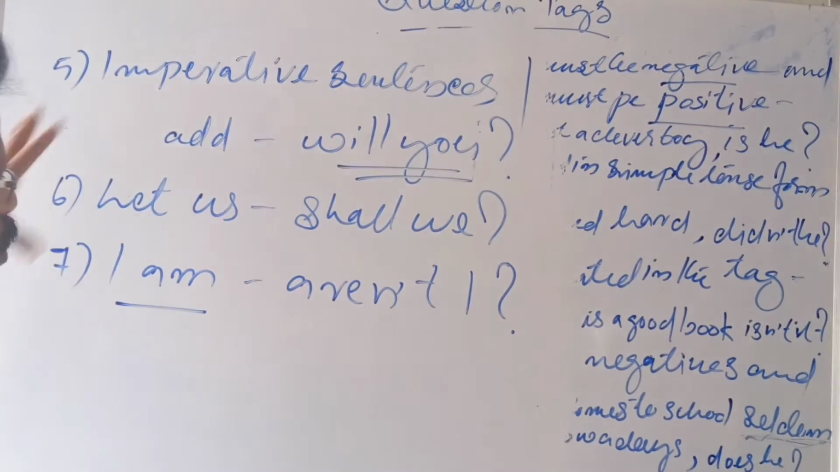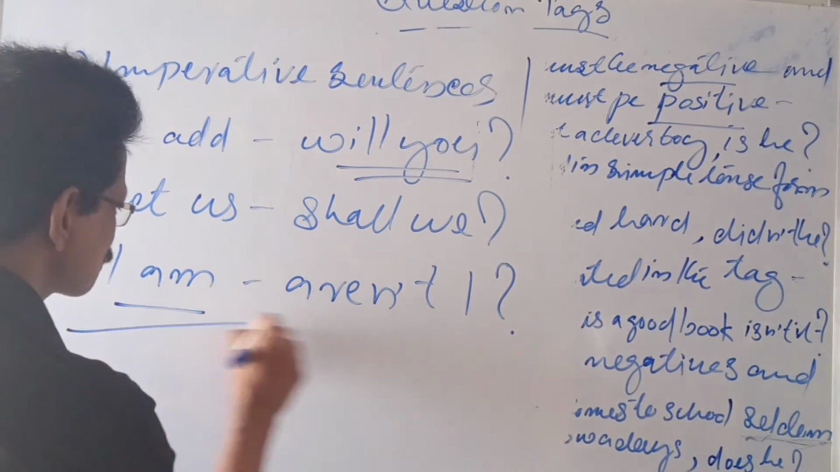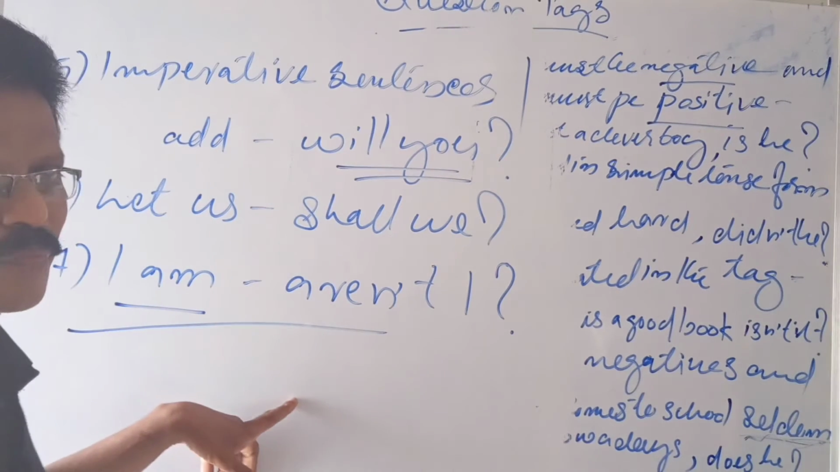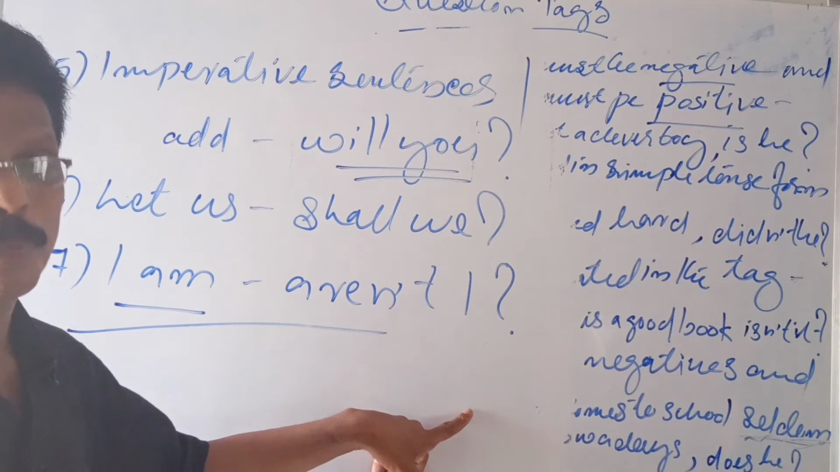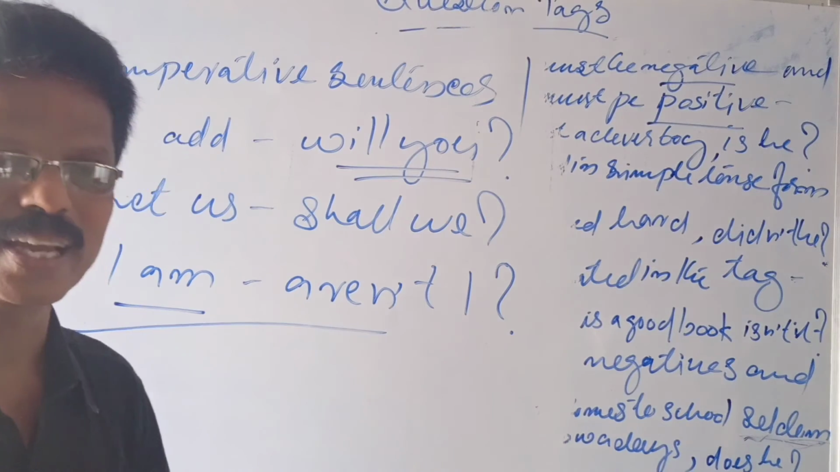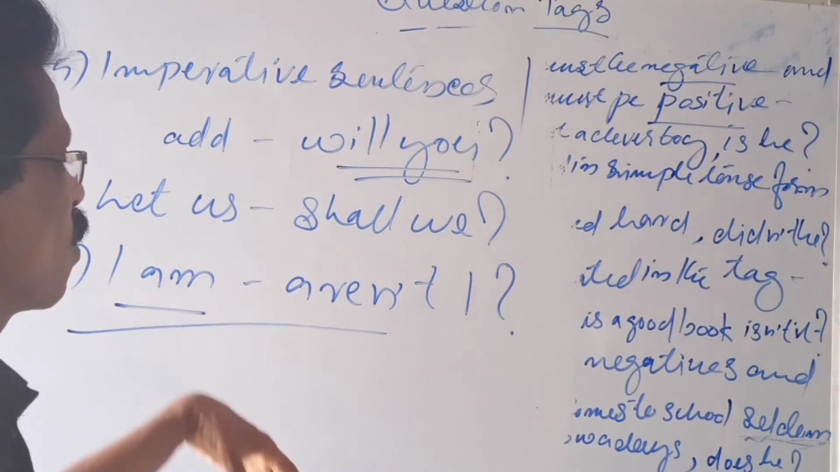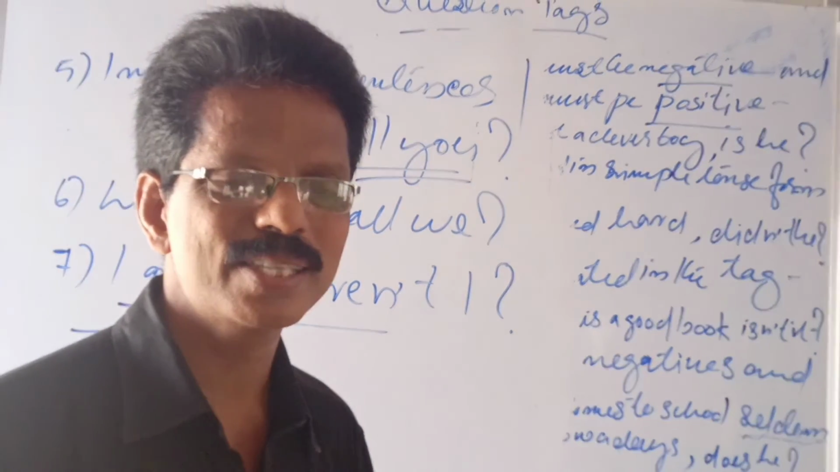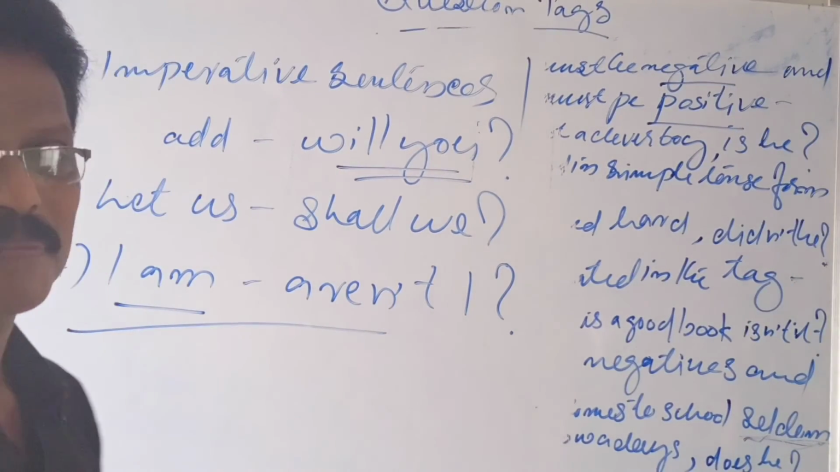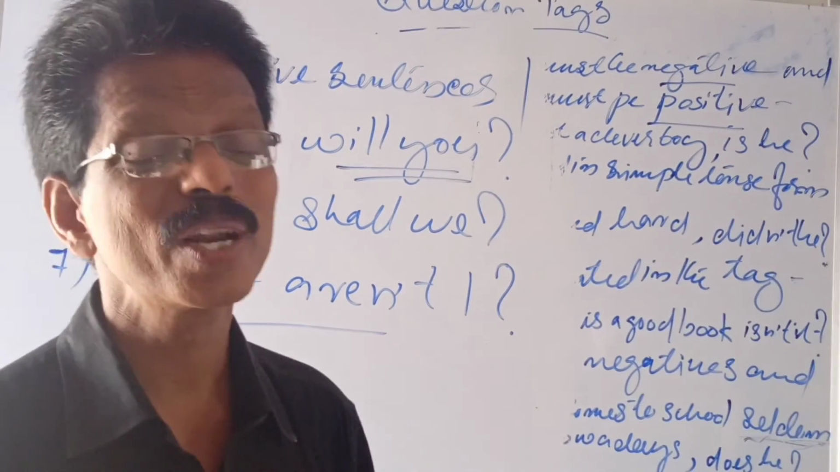Now, all important rules have been covered. Remember one thing, last but not the least, repeat the given sentence, put a comma, add the tag, put a question mark, use small letters. All these rules are to be followed strictly. Don't simply write, will you or won't you or didn't you or doesn't he. Repeat the given sentence, put a comma, add the tag, put a question mark, use small letters.